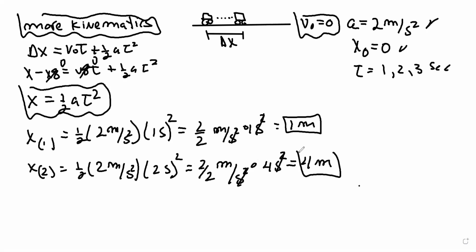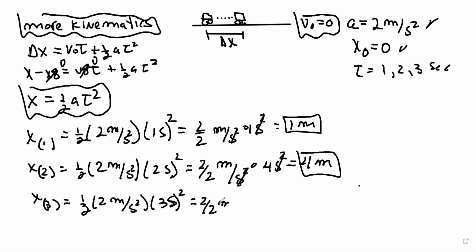So there you go. Everything is looking good. Let's do it for 3 seconds. It's going to be 1/2 times 2 meters per second squared times 3 seconds, elevated to the square. So it's 2/2 meters per second squared times 9 seconds squared. You cancel seconds squared with seconds squared, and this is going to be 9 meters.